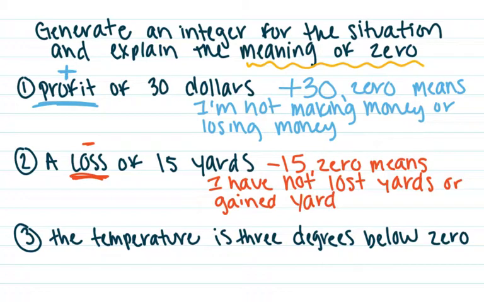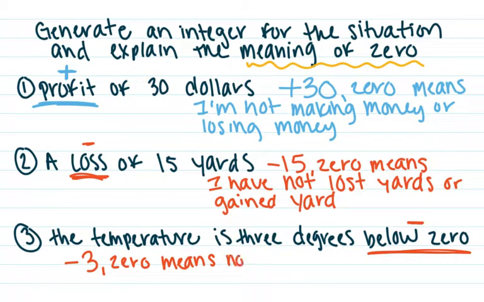So no change in your position. This last one, the temperature is 3 degrees below 0. Below 0 here indicates a negative number. So this is going to be -3. And again, 0 is going to mean no change in the temperature. It's not going to get hotter. It's not going to get colder. So 0 means no change in the temperature. Or we could say 0 means that it did not get colder, but it also did not get hotter.